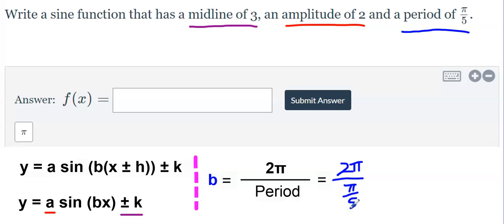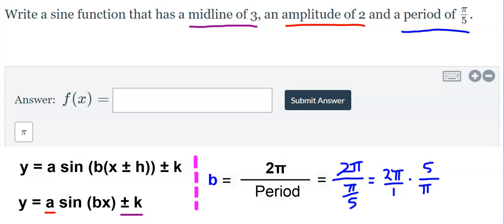Now remember though that when you are dividing something by a fraction, it is the same as taking the top part of the original problem, multiplying it with the second fraction flipped. So pi over 5 flips to 5 over pi. Now originally we had 2 pi. If you want to rewrite that as a fraction, it'd be 2 pi over 1.